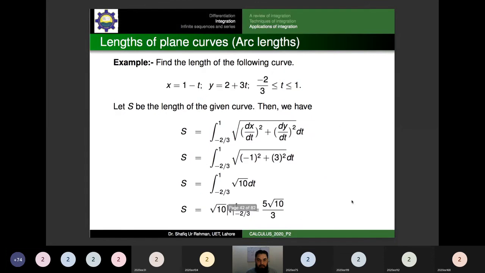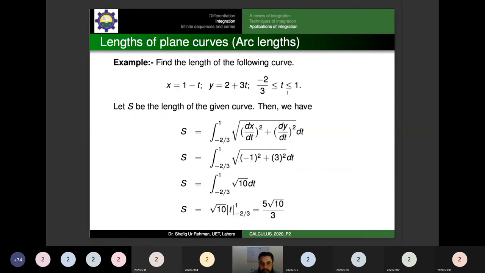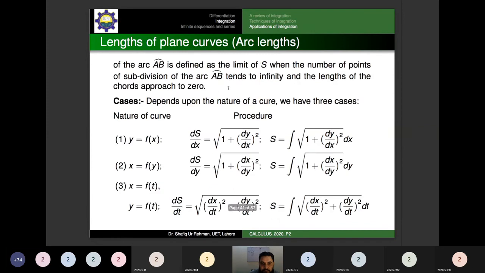Take an example. Find the length of the following curve. X is a function of t, y is another function of t, different from x. So this is how you need to label that one as g of t. And the interval of integration is from -2 by 3 to 1. So x is given as a function of t, y is a function of t, so we need to look into this formula number 3.